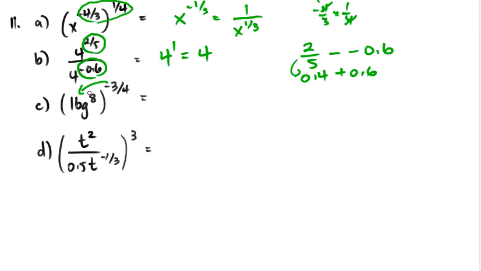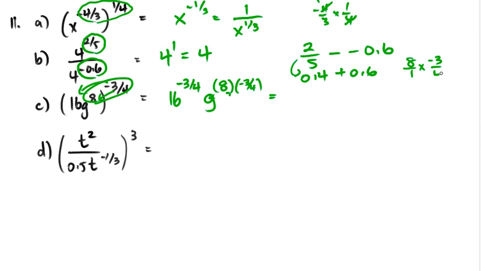C is definitely tricky. We need to apply this negative 3/4 to both parts, so we get 16 to the negative 3/4, and we also get g to the 8th, and that 8 is going to multiply by negative 3/4 because you multiply these two numbers together. 8 times negative 3/4 is the same as 8 over 1 times negative 3/4. Cross-canceling gives you g to the negative 6. And I'll give myself a little bit more room.